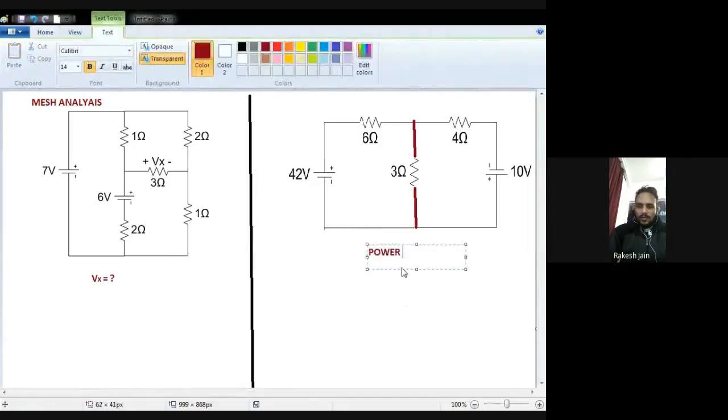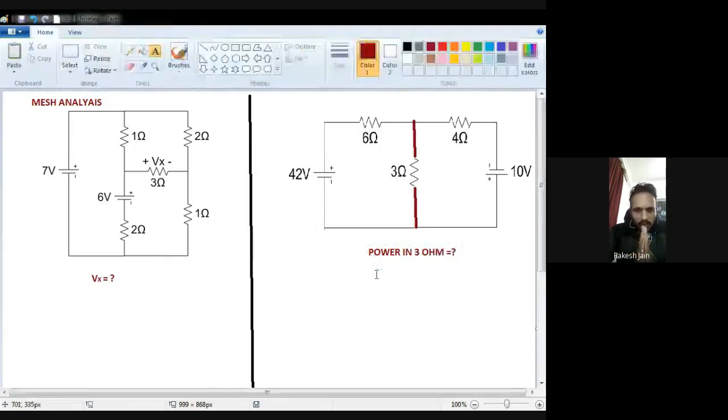Power consumption in the 3 ohm resistor. So let's suppose these are the two numericals in front of you. We have to solve them with the help of mesh analysis. So I will tell you the basic steps you should follow to solve any numerical of mesh analysis.